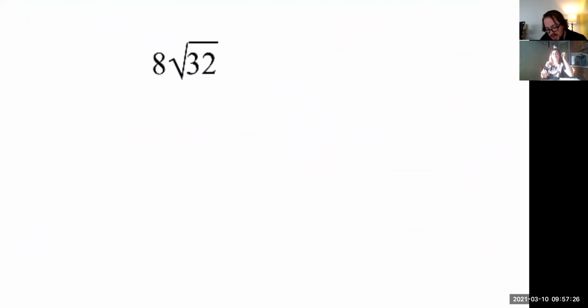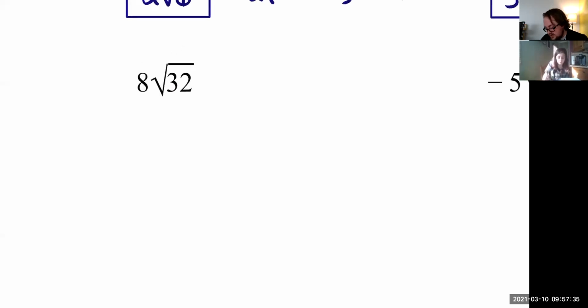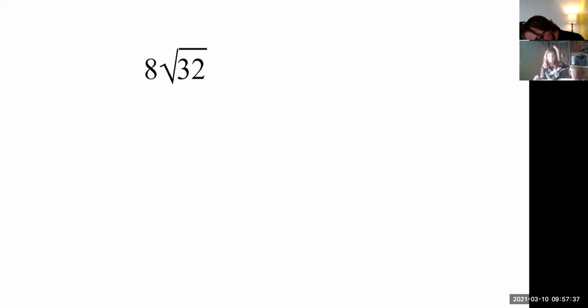Let's try another one. Not too surprising here because we've already now dealt with what happens if there's a number already out in front, but let's see it again in action. First off, that 32 as our radicand, is it a perfect square? No. It is not. But if I look at my factor pair list, does 32 have a factor that is a perfect square? 2 and 16? 2 and 16.